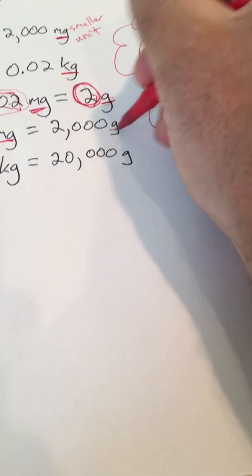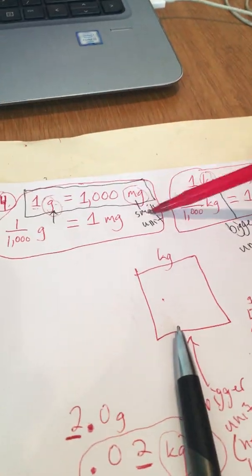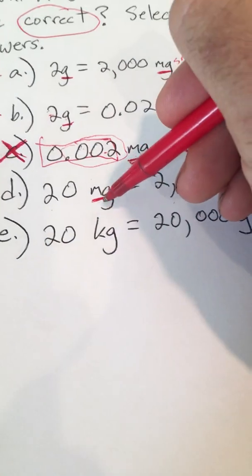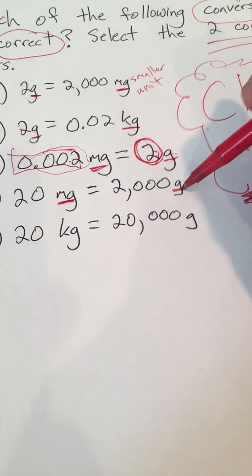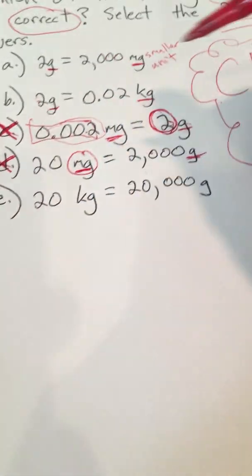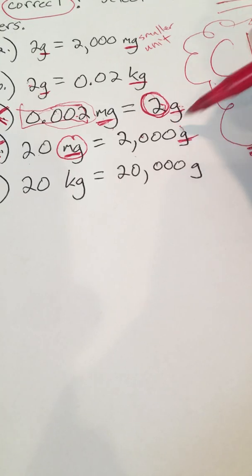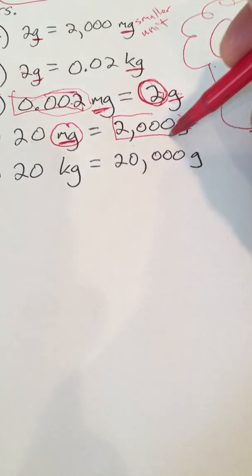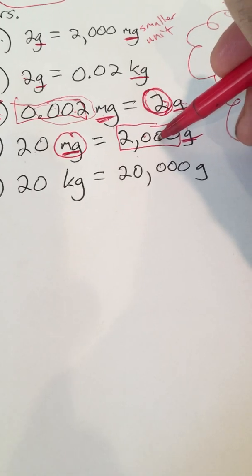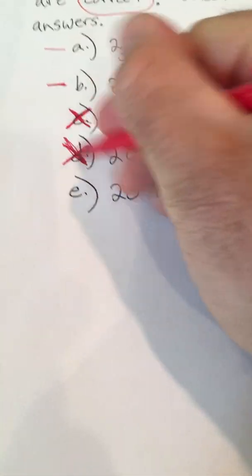Now let's go to D. Milligrams, grams. So we got milligrams is a smaller unit than grams. So smaller unit needs a bigger number of them. Bigger unit needs a smaller number of them. And again, this is not true because the smaller unit has 20. The bigger unit should have less than 20, but this says 2,000. So this one has the bigger unit having bigger number of them. That can't be true. So we know D is not possibly right.